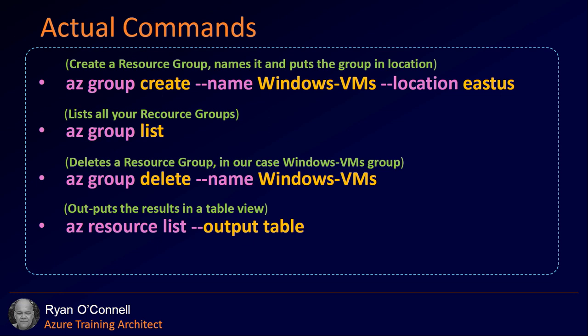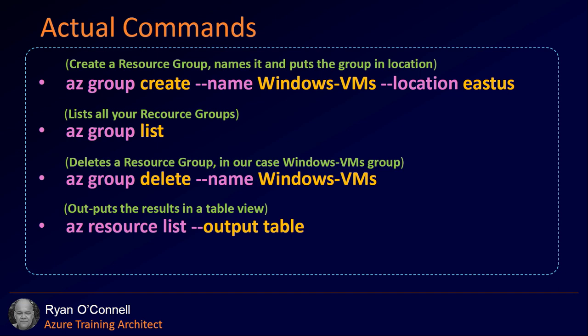Again, AZ group create --name WindowsVMs --location EastUS. This will create a group called WindowsVMs in the location East US. If you want to list all your resource groups, it's just AZ group list. AZ group delete --name WindowsVMs will delete the group WindowsVMs. So it's a really cool command.